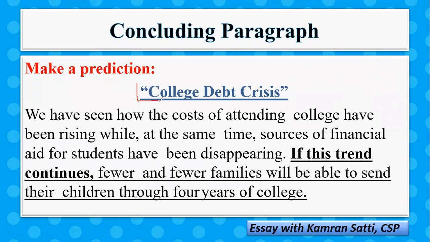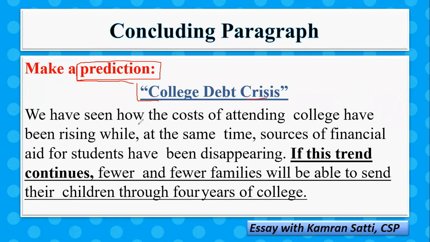So, the college debt crisis, or crisis of higher education, so to speak. We are writing the concluding paragraph by making a prediction. Now this is a relatively small concluding paragraph. Yours should be a bit longer than this, but I'm using this shorter version to clarify the concepts. So in this concluding paragraph, I am using the first approach, that is to make a prediction. Let's read the concluding paragraph.